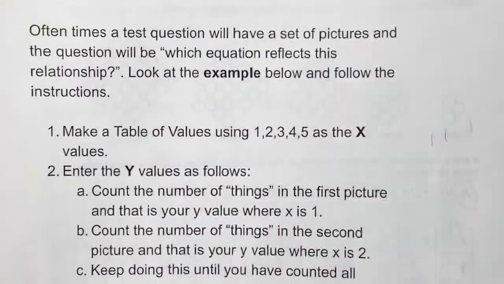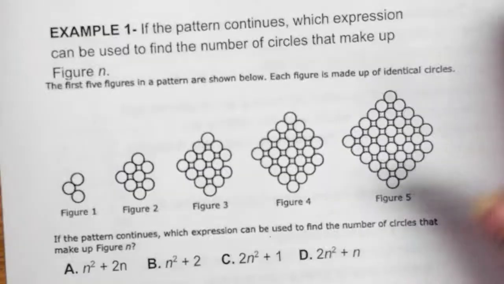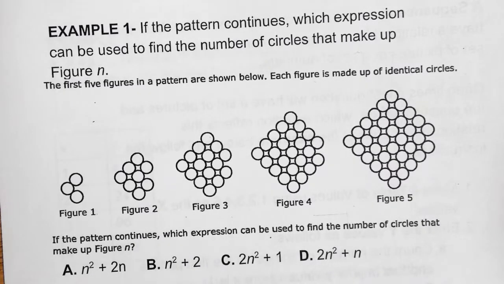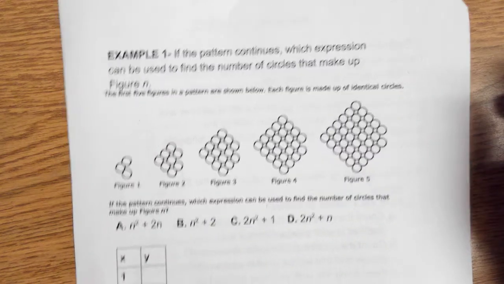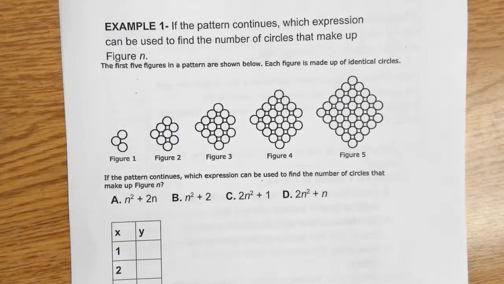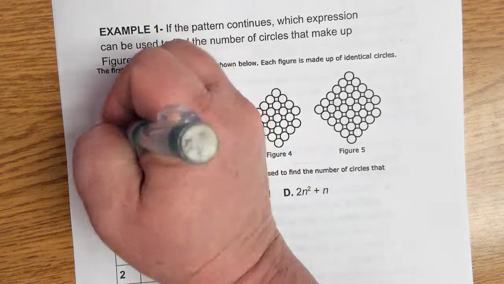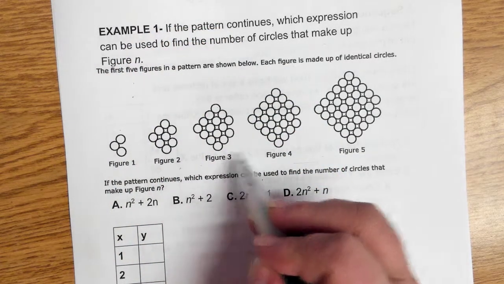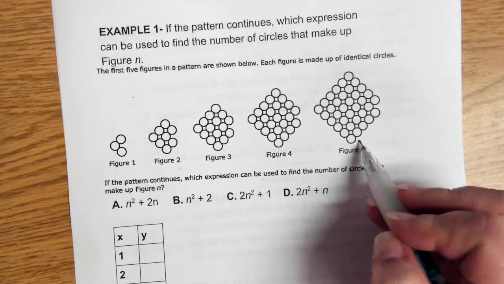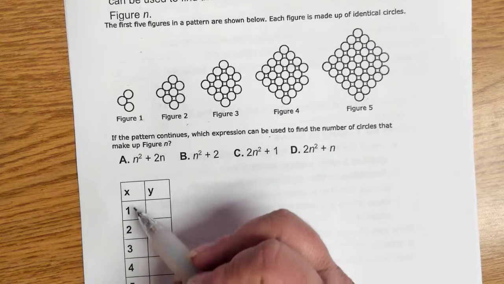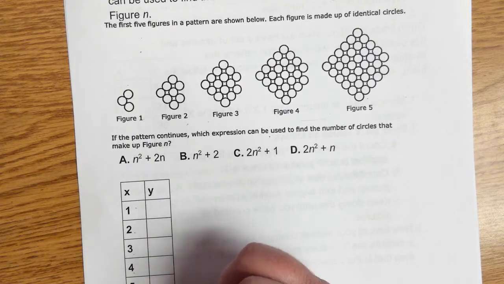It's probably going to be easier for me to just flip the page with you and we'll do the next one together. Okay? If the pattern continues, which expression can be used to find the number of circles that make up figure n? Okay, well, we've got a table here that we can fill out. So here in my x values, I have 1, 2, 3, 4, 5.